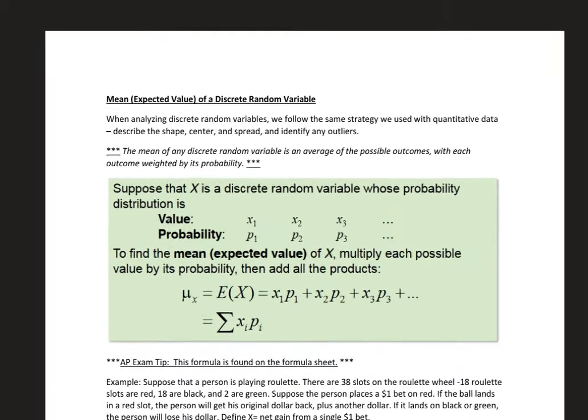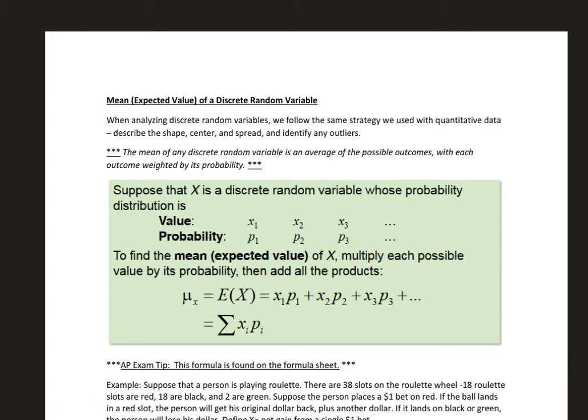And this is where I think things get a little bit interesting with discrete random variables and a little bit more applicable when it comes to our lives. So when analyzing, we're going to talk about the mean and the expected value. When analyzing discrete random variables, we follow the same strategy we did with quantitative data back in chapters 1, 2, and even 3. We describe the shape, the center, the spread, and we identify any outliers. So essentially we're talking about SOCS back from chapter 1.